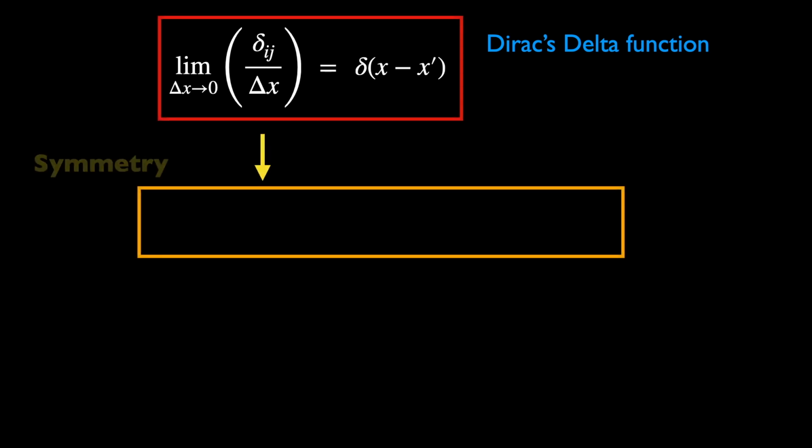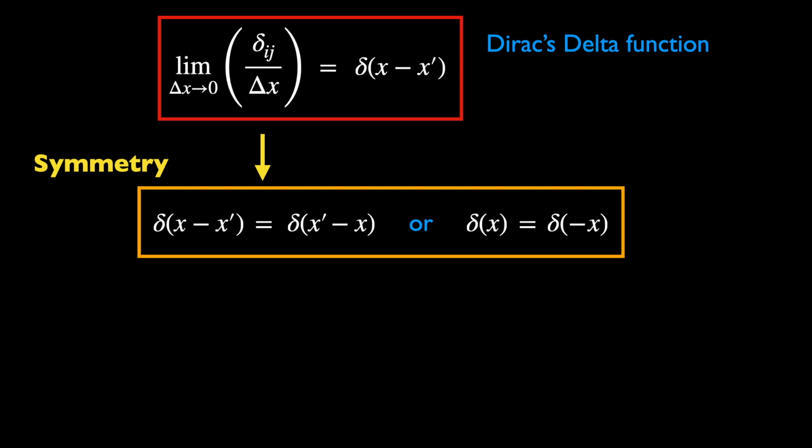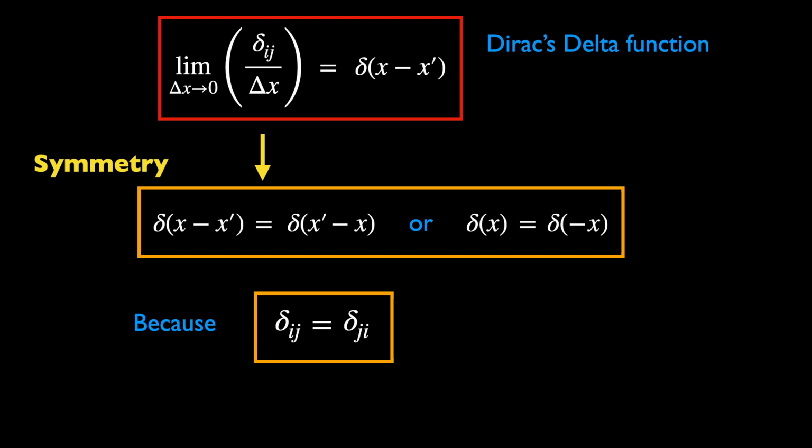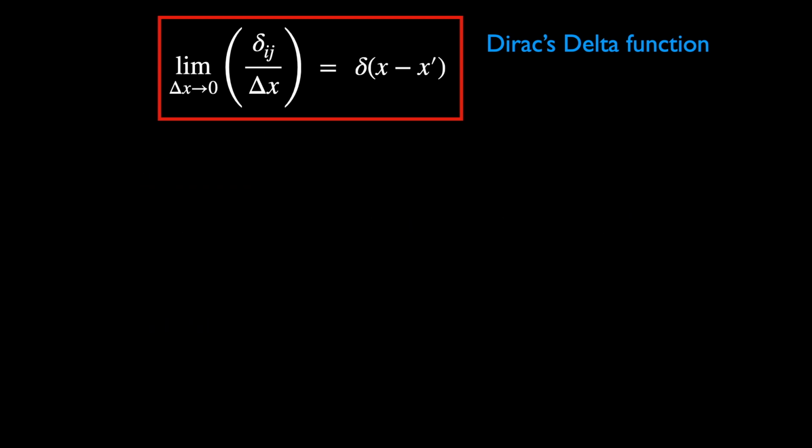The delta function is symmetric in its argument. This can be seen from the Kronecker's delta in its definition, which is symmetric in its indices. Another useful function is delta of f(x). Intuitively, it imposes the constraint f(x) equals 0 when inserted into an integral. Let's see how it works.